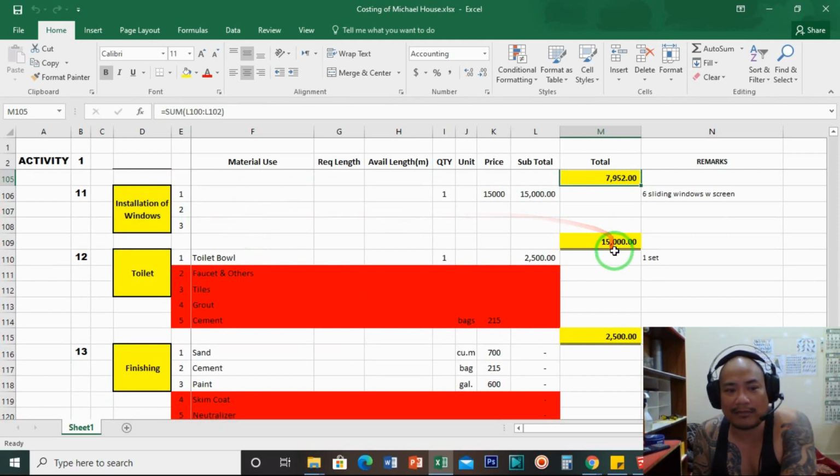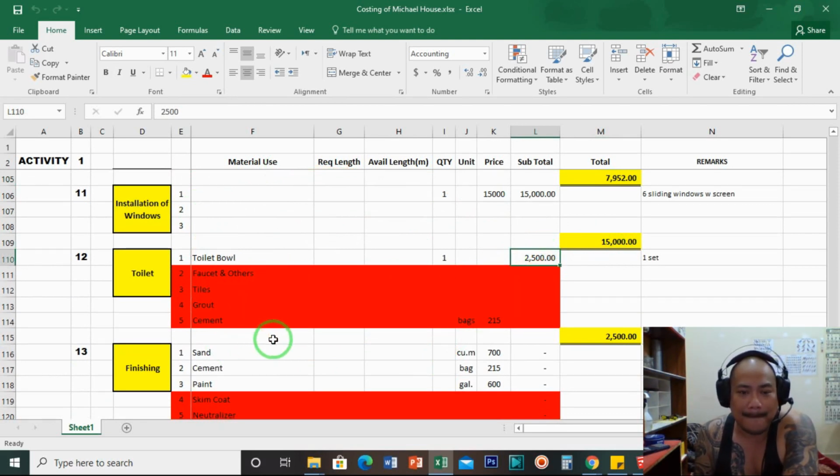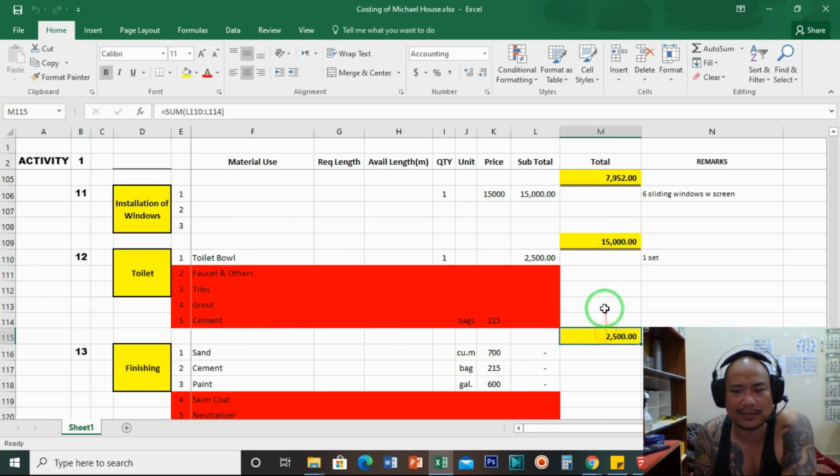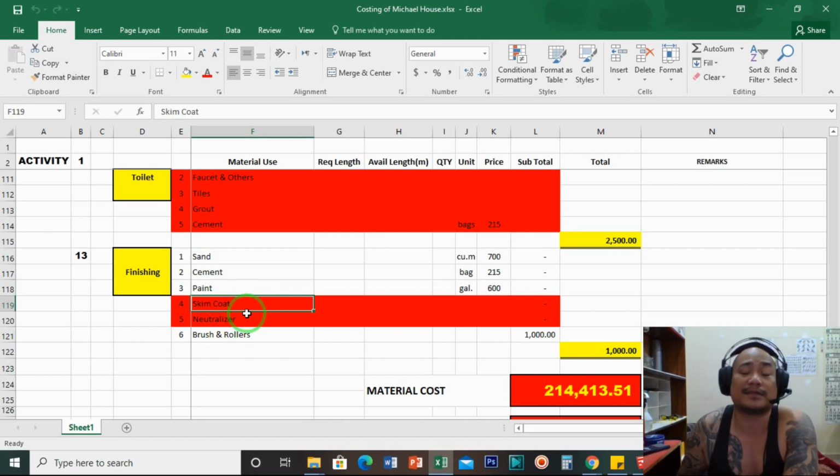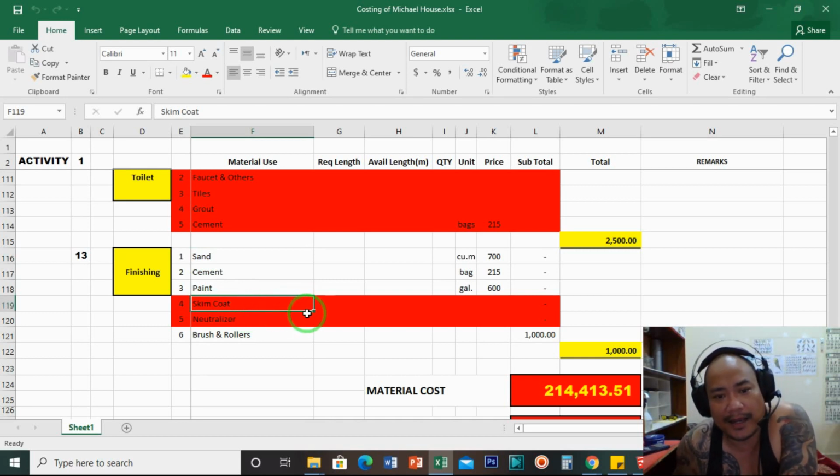So the next activity is the toilet. I only put the price of the toilet here, because the faucet, tiles, grout, cement, I did not include the price, maybe 2,500. So in finishing also, I don't only include brushes and rollers, because cement, sand, skim coat, and neutralizers are not yet included.